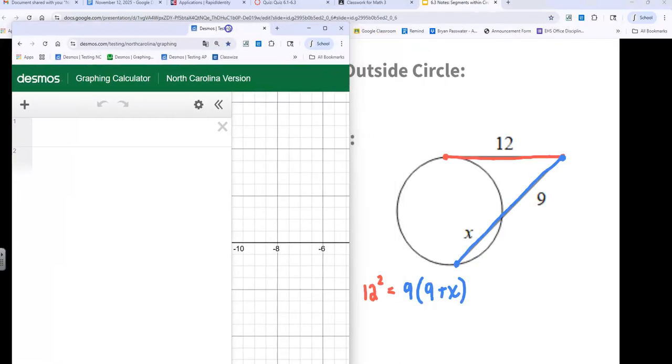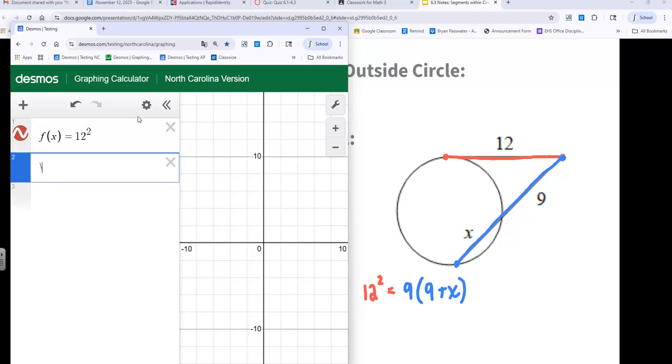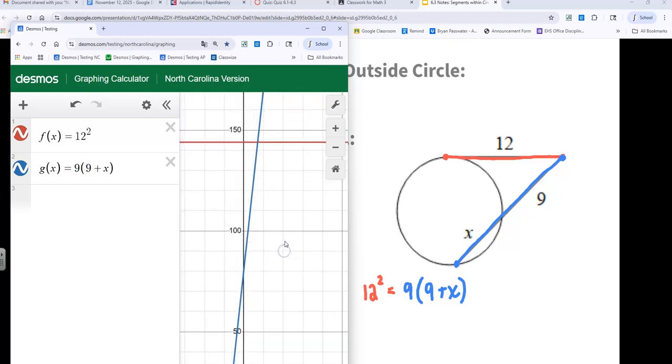Okay, f of x equals 12 squared. G of x equals 9 times 9 plus x. 12 squared is 144, so I'm going to have to zoom way out on this. And right here, it's going to cross right there at 7. Right. This is also not a super difficult one to solve by hand.